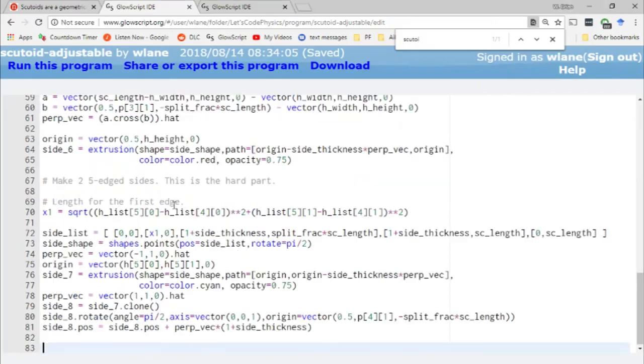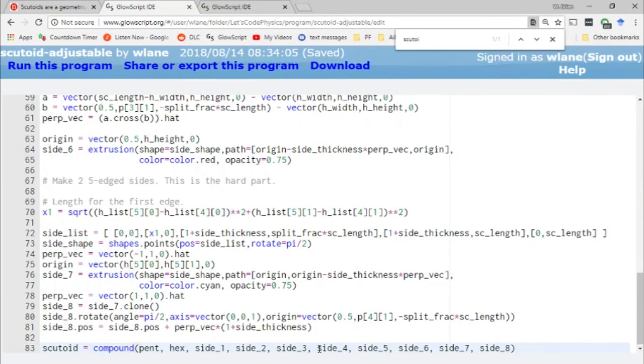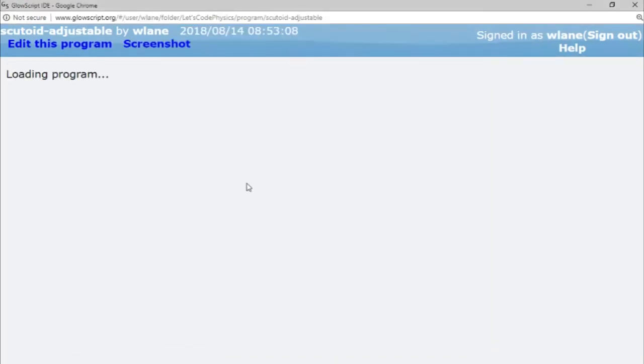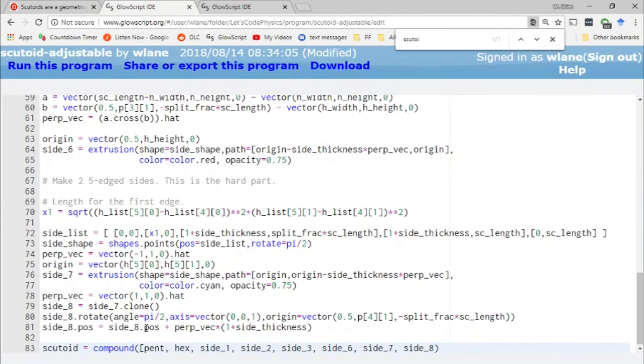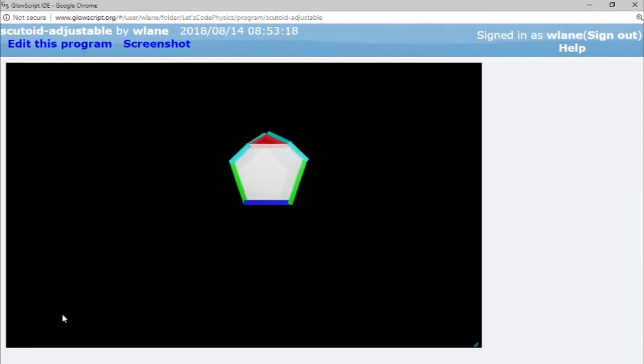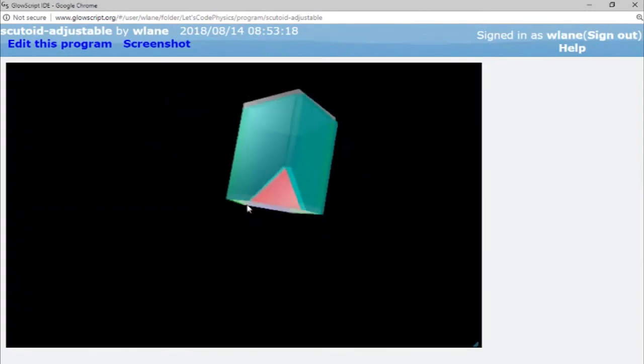The only other thing I need to do, and I forgot to do this in the original code, is make something called scutoid equals compound of all the sides. So let's see, what have I called everything? Oops, I skipped 4 and 5. Okay, well, there you go. We'll say that pent and hex are the sides 4 and sides 5. So when I hit Control 2, it should compound those. Compound takes, oh, excuse me. That needs to be in a list. Open bracket, close bracket. Control 2. All right, there we go. Now we can move that around. We can do anything we want to it with our compound function.